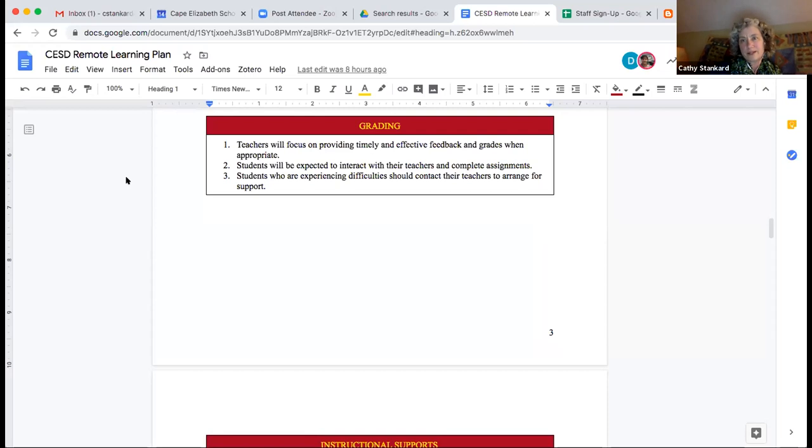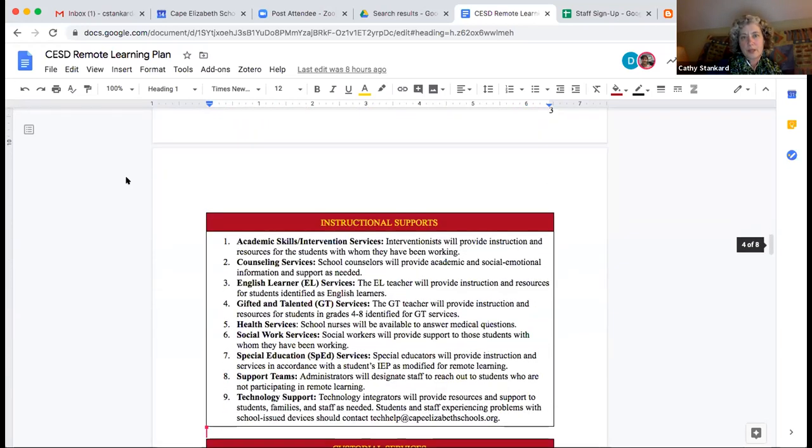And again, we want students to get in touch with teachers if they need some additional support. And in all of the schedules, which we'll be getting to, there's a lot of time set aside because this is just a very different animal than what we're used to.